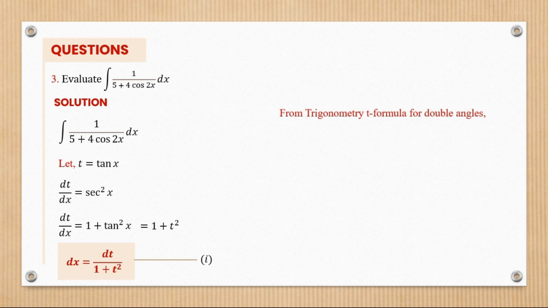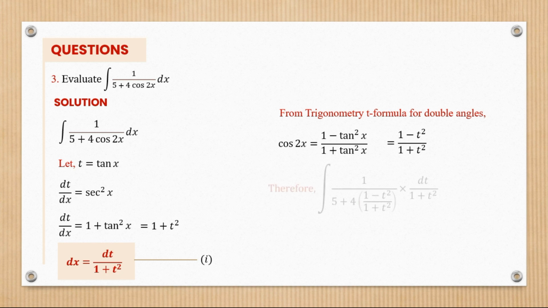And then now we're going to remember from trigonometry the t formula to simplify this. So for double angles, cos 2x should be represented as 1 minus tan squared x over 1 plus tan squared x, which is actually 1 minus t squared over 1 plus t squared. So remembering this from the t formula in trigonometry should simplify this process.